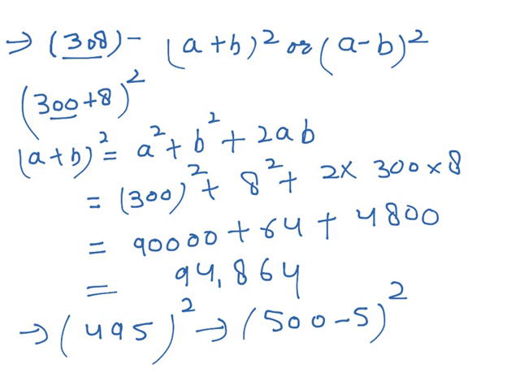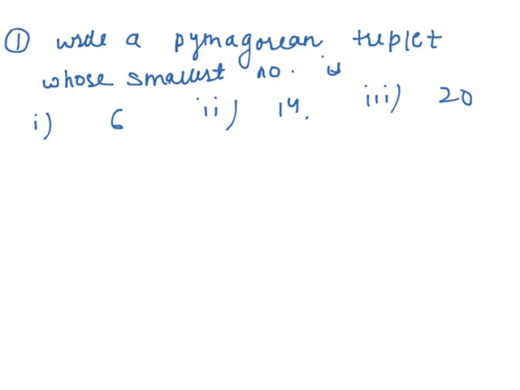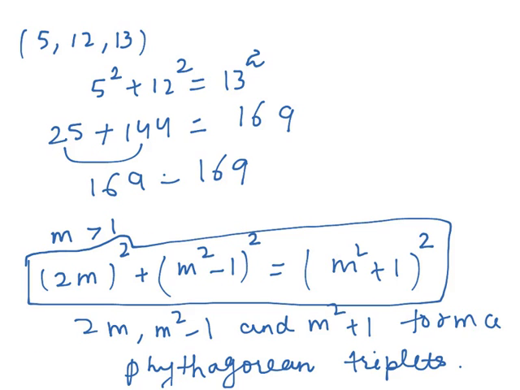So depending upon the patterns that we learn today, we will take some examples so that we have more understanding of all the patterns that we learned till yet. So the first example is, write a Pythagoras triplet whose smallest number is, in the first case 6, in the second 14 and in the third 20. We already know the numbers that can form the Pythagoras triplet are 2m, m square minus 1 and m square plus 1.